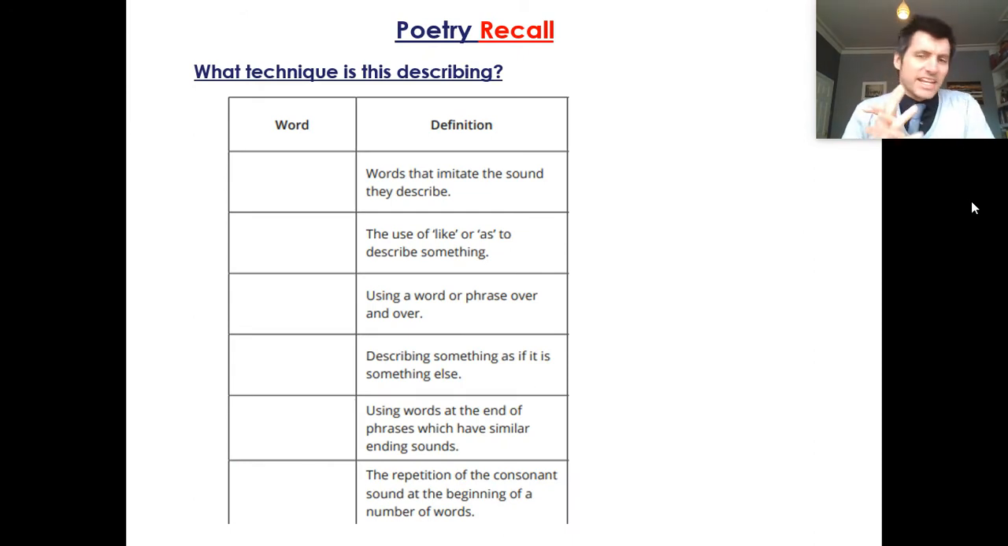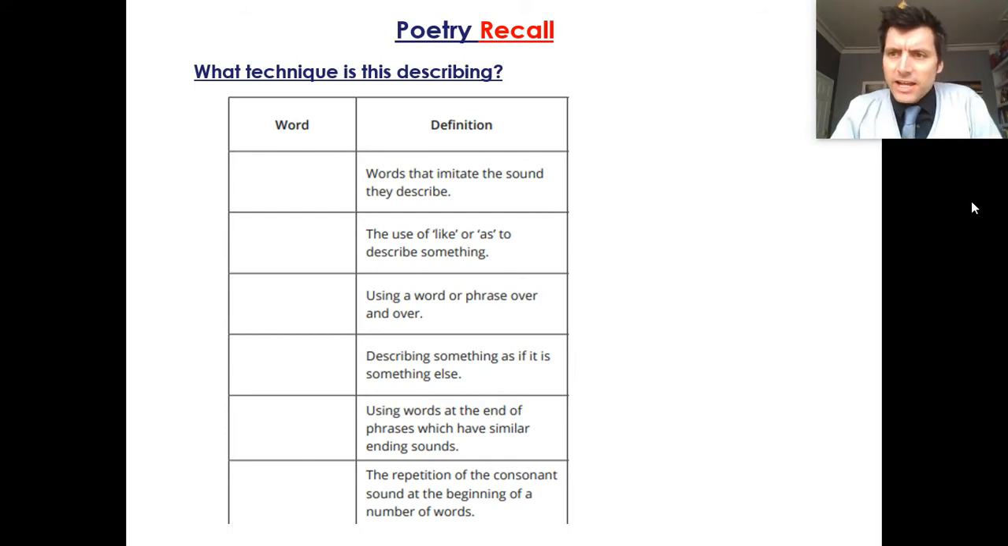Just to think about the techniques and the devices we know that poets use. Can you remember which one each of these is? We've got the idea of words that imitate the sound they describe. Anybody shout it out, what that one is? The use of like or as to describe something.